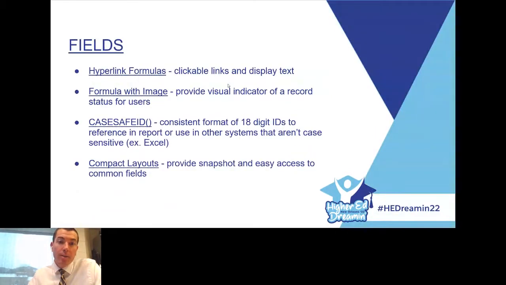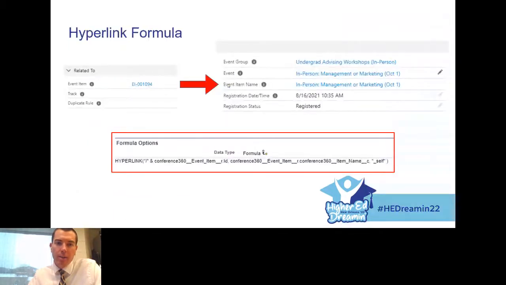So here are the field modifications that we're going to talk about. The first one is Hyperlink Formula. You can see on the left side where it says event item, EI001094. That doesn't tell the user a whole lot, but it's nice because you can click and it will take you to that. In this case, it's an event item. You can see this in a lot of places throughout Salesforce. You could do a formula field that displays maybe the name of that event item, but then you can't click it. So the best of both worlds is this hyperlink formula.